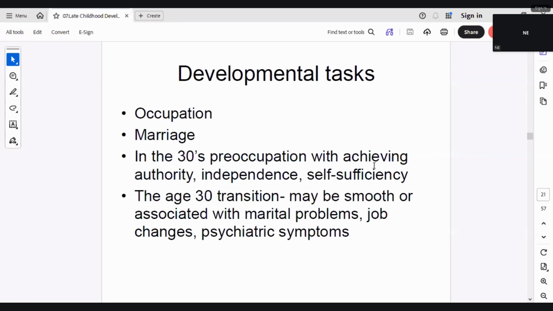In the 30s, preoccupation with achieving authority, independence, being self-sufficient, financially independent. And so this transition may be smooth or it could be associated with marital problems, job changes, or psychiatric symptoms. So a lot of challenges within that 20-year period.